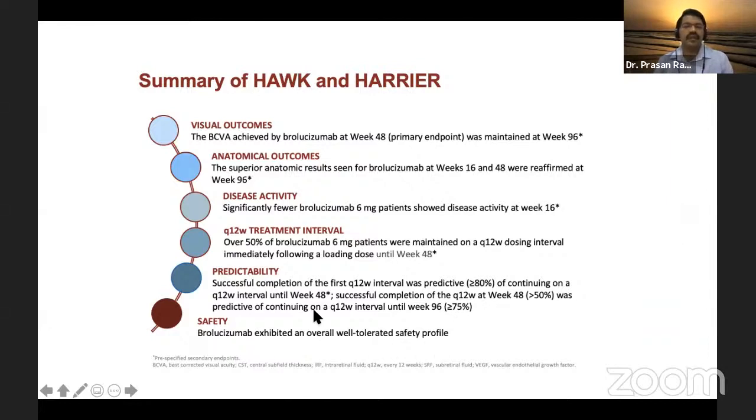And for safety, it is a well-tolerated medication. We are now learning to use this medication and realizing that safety is an issue, but we can still manage it. We don't see it very often in our real day-to-day life practice.